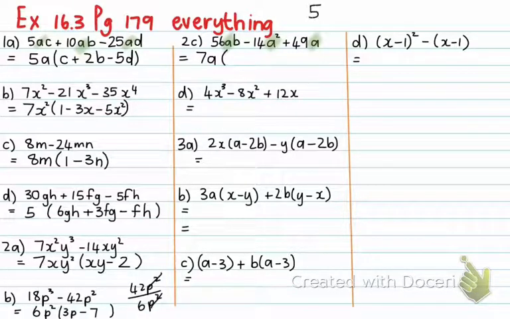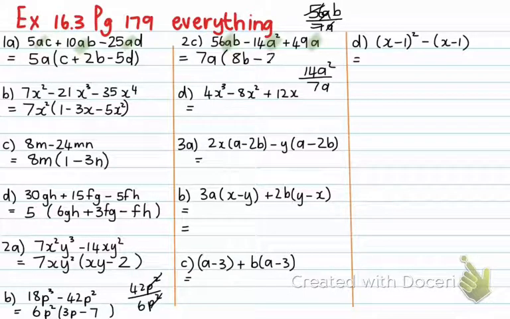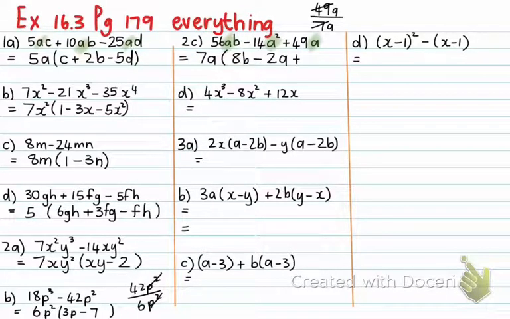Okay, so the first term, 5ab divided by the common factor, which is 7a. Oh, sorry, it's 65, not 5ab, 65ab, all right? 65 divided by 7, that's going to give me 8. The a's will cancel out, and there's a b still left. Minus, the next term is 14a squared divided by the common factor of 7a. 14 divided by 7 is 2. A squared divided by a, there's going to be an a left. And then the last term, 49a divided by 7a, the common factor, 49 divided by 7 is 7. And the a and a will cancel out. That's the end of my bracket.